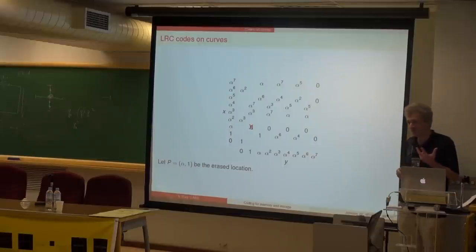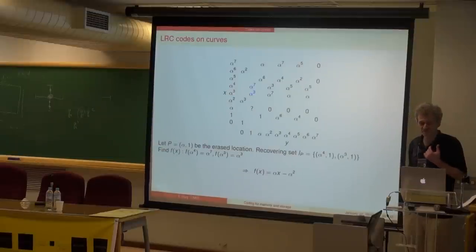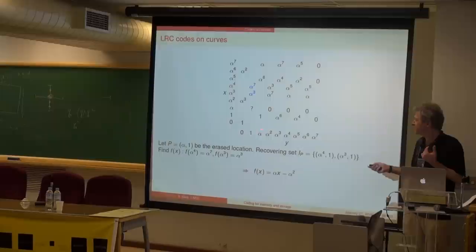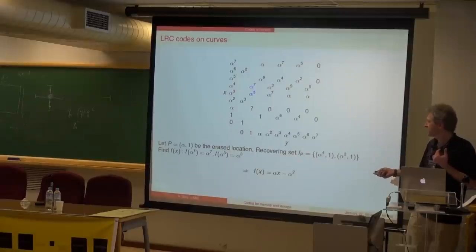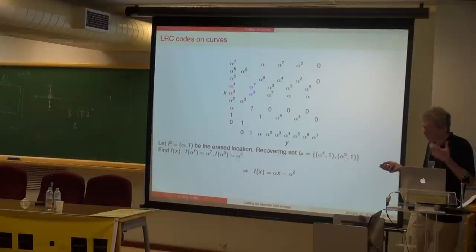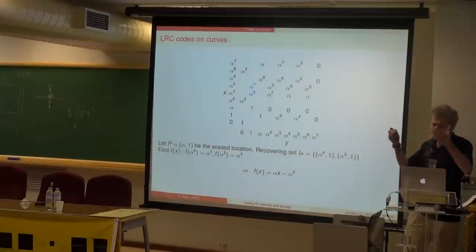And the magic is that we can still recover it by univariate polynomial interpolation. So the recovering set for this erased point is these two points, (alpha^4, 1), (alpha^3, 1). This is the recovering set for the point P. Let us find f(x) such that f(alpha^4) is alpha^7, f(alpha^3) is alpha^3. And what about y? Well, along the y coordinate, it's a constant, so we really don't need that variable.